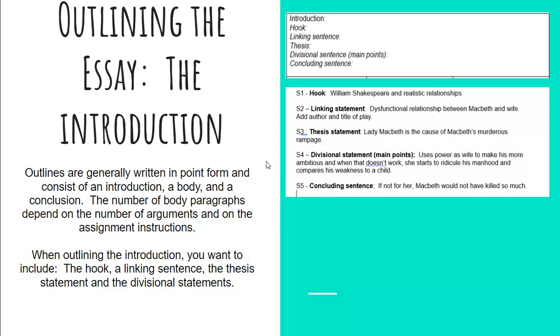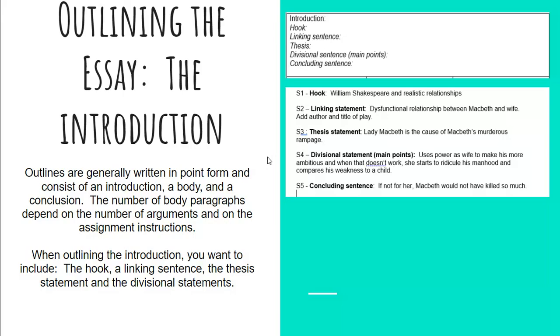So going back to the example of Lady Macbeth, my hook will be talking about William Shakespeare and realistic relationships. So again, it is point form. You do not have to put complete sentences in here. My linking sentence, dysfunctional relationship. I'll talk about the dysfunctional relationship between Macbeth and his wife. I'll add the author and the title of the play. My thesis statement is that Lady Macbeth is the cause of Macbeth's murderous rampage.